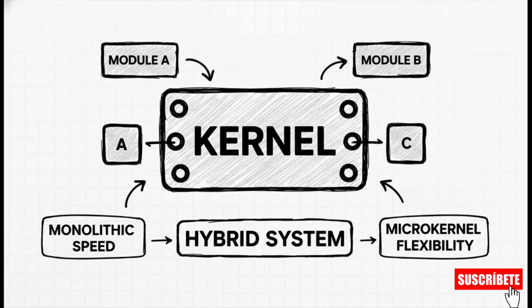So who won the debate? Well, the truth is, most modern systems kinda cheat. They take a hybrid approach. For example, macOS and iOS have a microkernel at their core, but they also run a lot of services inside the kernel for better performance. And even though Linux is monolithic, it uses something called loadable kernel modules. This means you can dynamically load and unload pieces of the kernel, like drivers, without rebooting. So you get the flexibility of a microkernel design with the raw speed of a monolithic one. It's the best of both worlds.